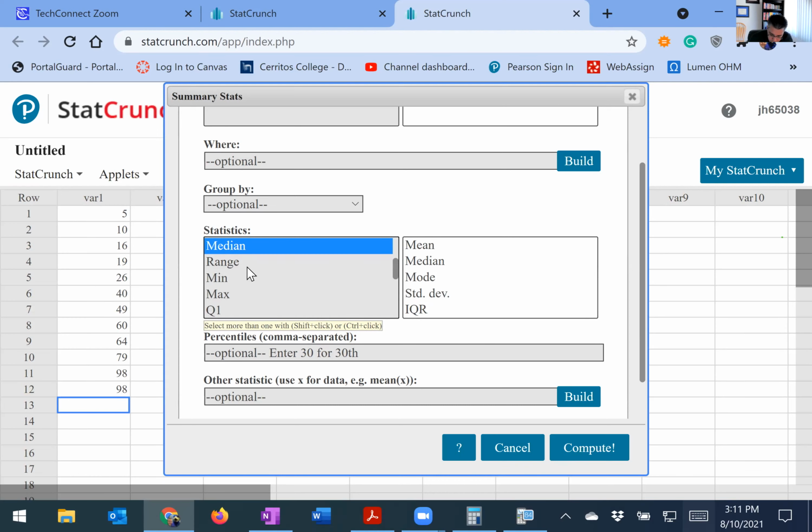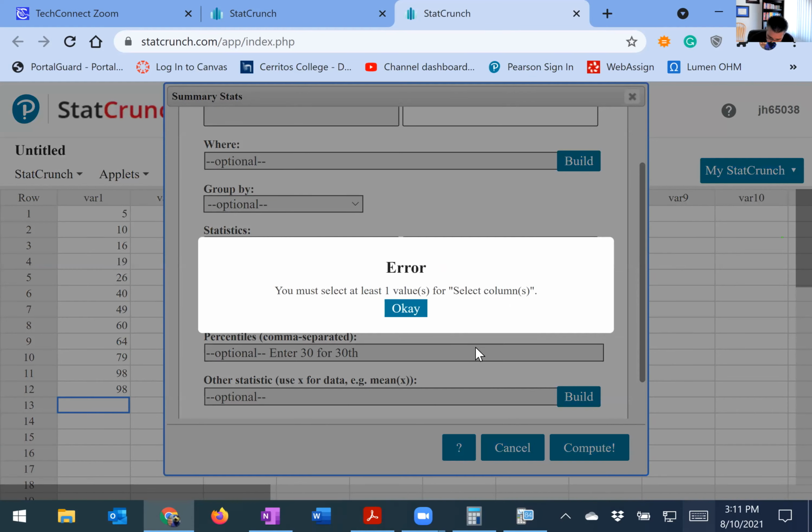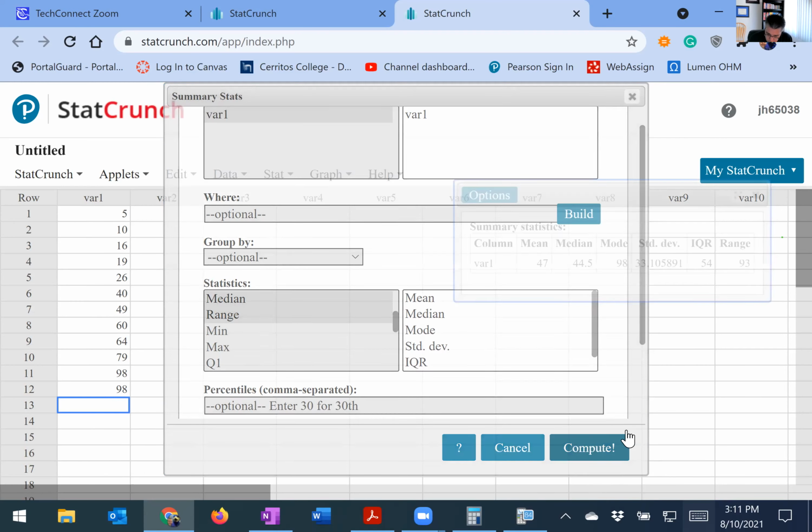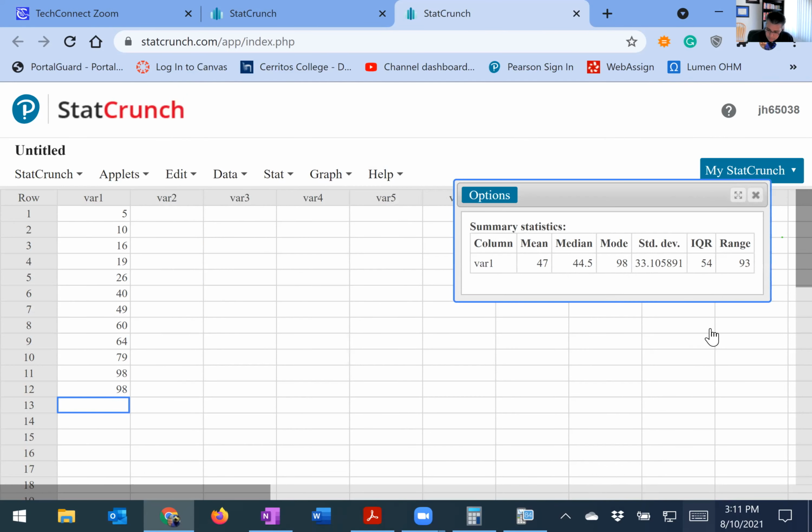Okay, and then let me put it back in. So it's at the bottom. Okay, so mean, median, mode, standard deviation, IQR, and the range. Okay, and then I'm going to hit compute. Select the columns. Yes. Compute. Boom. Okay. So the mean is 47.